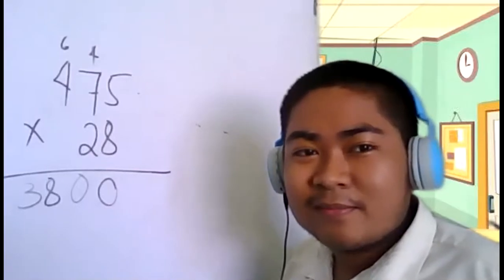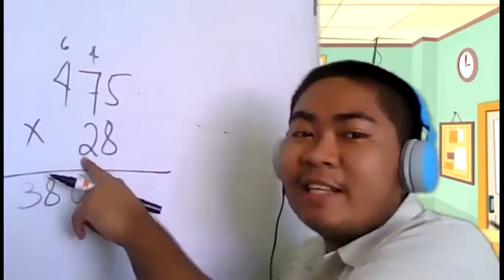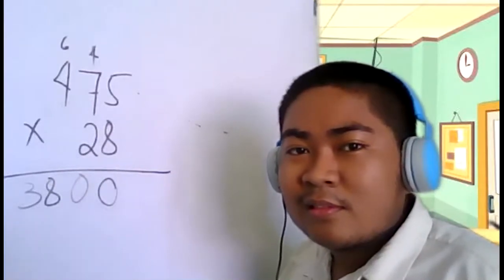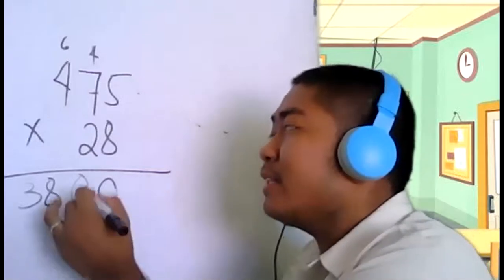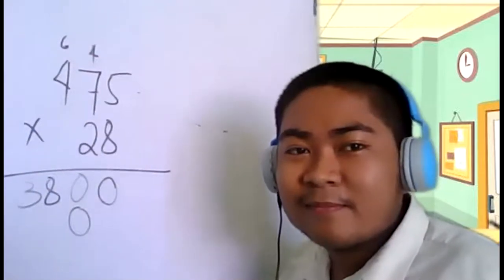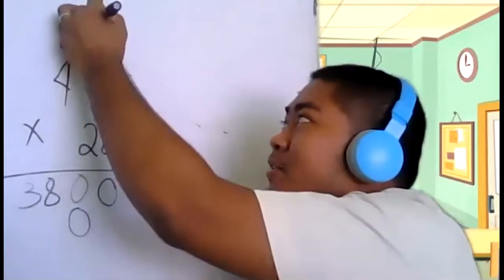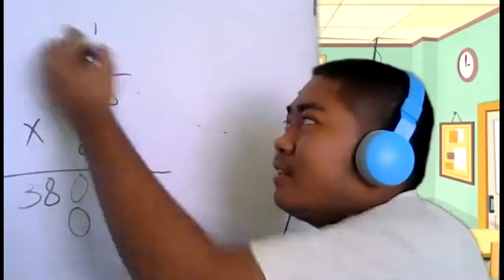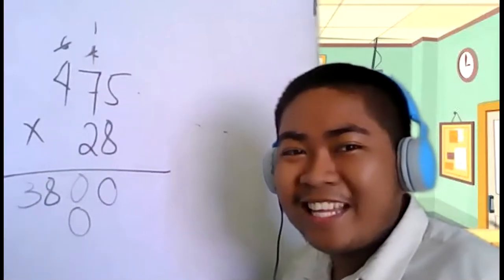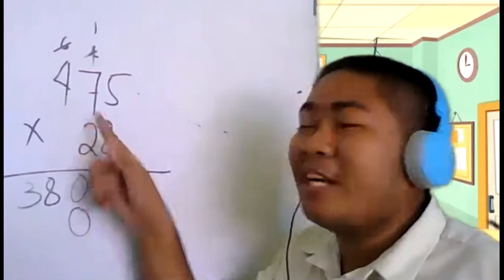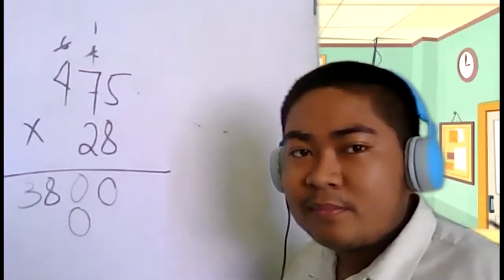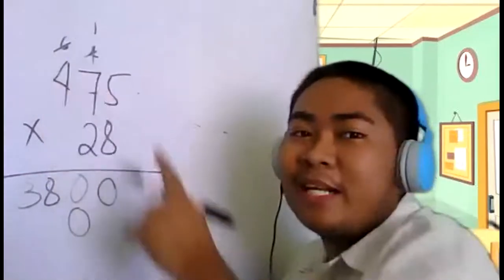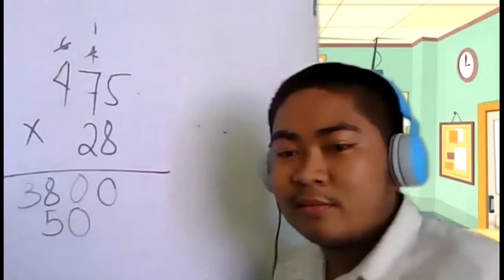Tama? Yes. Okay, how about tens digit to ones digit? 2 times 5, 10. That is 10. So, saan natin susulat yung tens digit? In the 7. Dito sa taas. Okay, 2 times 7? 14. So, that is 14 plus 1, that is 15.